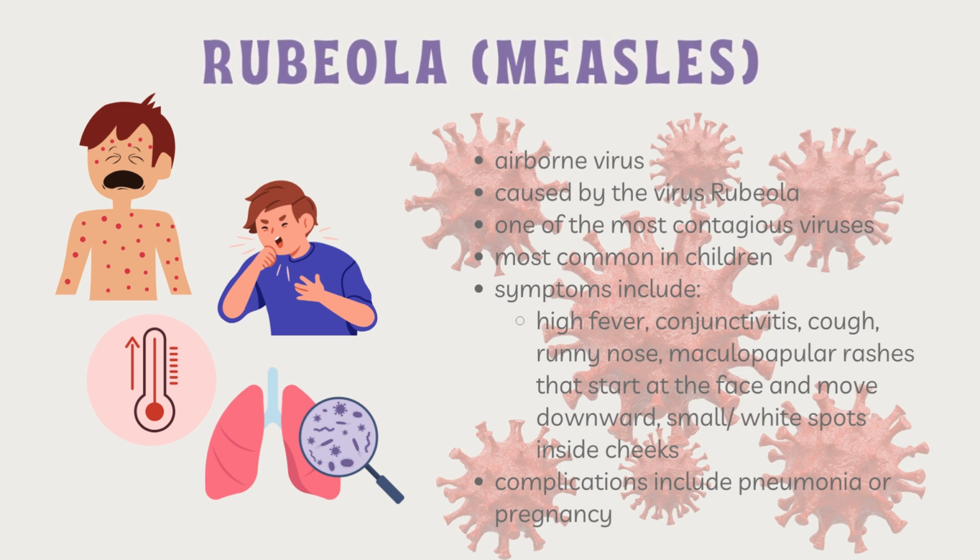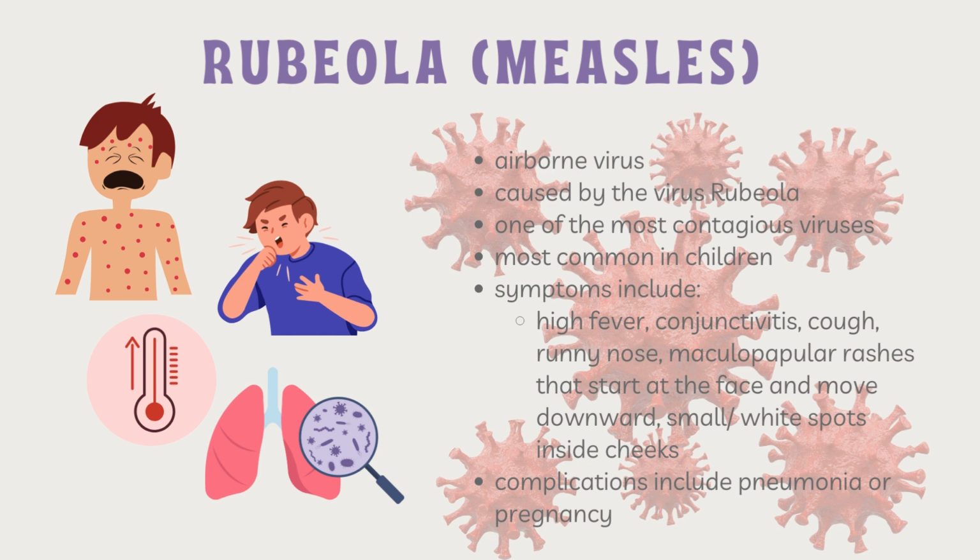So, rubeola, also known as measles, is an airborne virus that can lead to severe complications and even death. It is caused by the virus rubeola, and it is one of the most contagious diseases. It is most common in children, and measles begins infecting the respiratory tract and then spreads throughout the body.